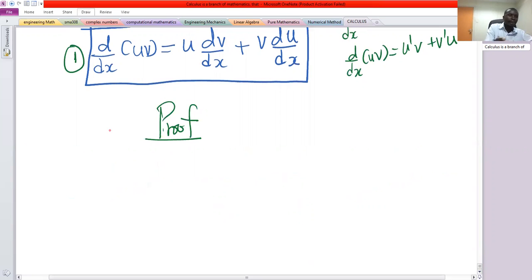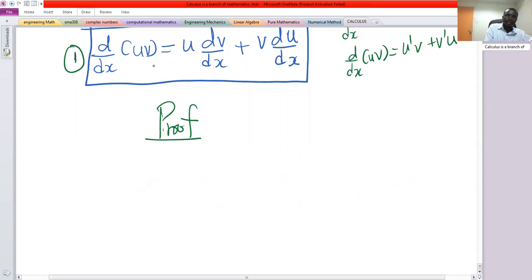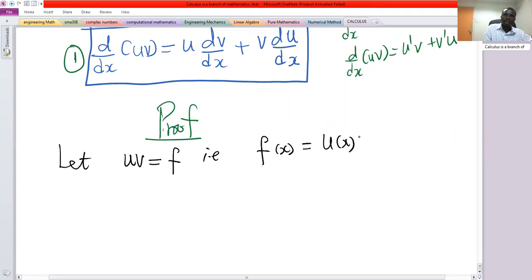So say we know that, let the product uv be f, i.e. these two functions u of x and v of x are equivalent to a function f. Their product is a function f.